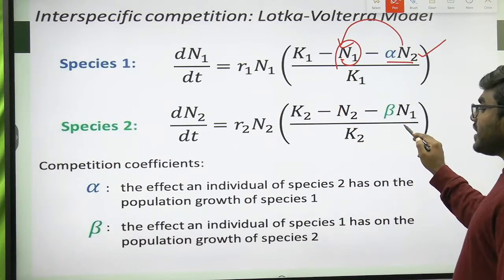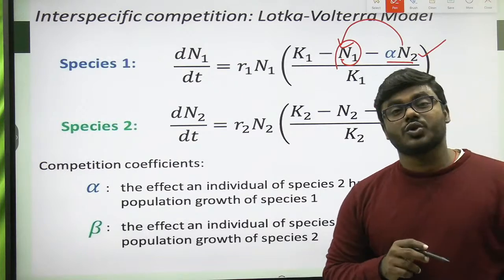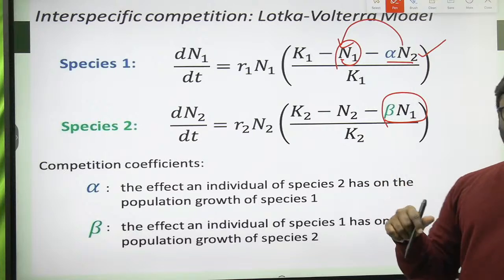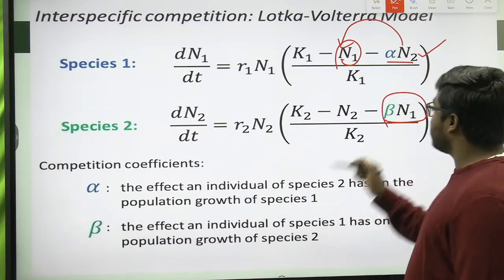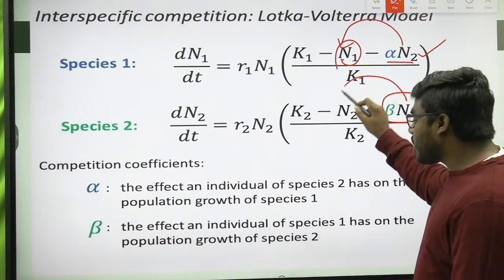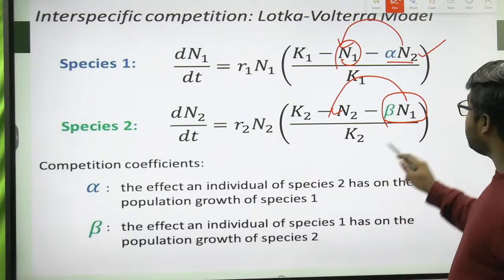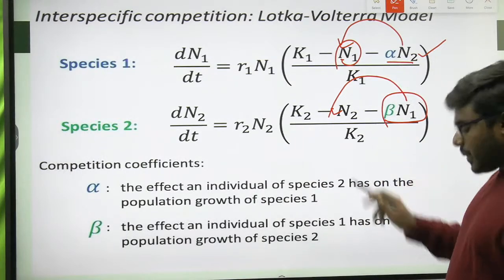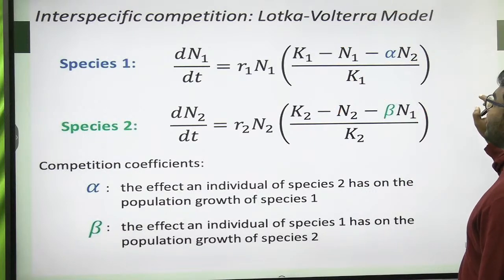Now here, I have introduced beta N1. Once again, what is the beta showing us? Competition coefficient. What is N1 here? What is the effect of the species N1 on the growth and development of the species N2? So that is what is explained by this alpha as well as the beta coefficients.